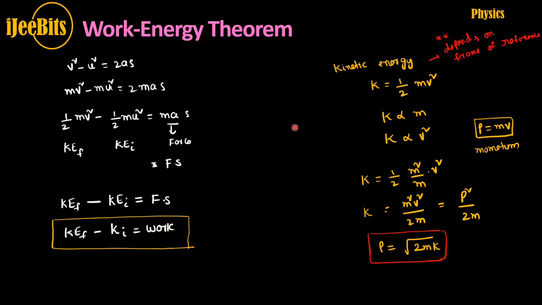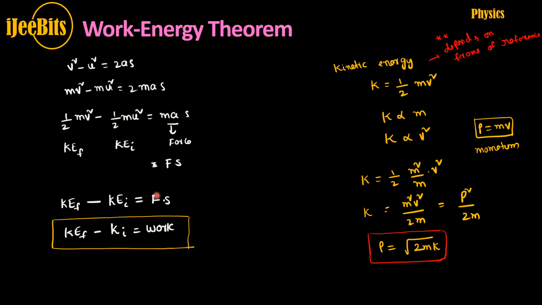Coming back to half mv square minus half mu square, v means final velocity and u means initial velocity. So the kinetic energy at final minus kinetic energy at initial, the delta of KE, would be your work done, because ma means force, and force into displacement is work.